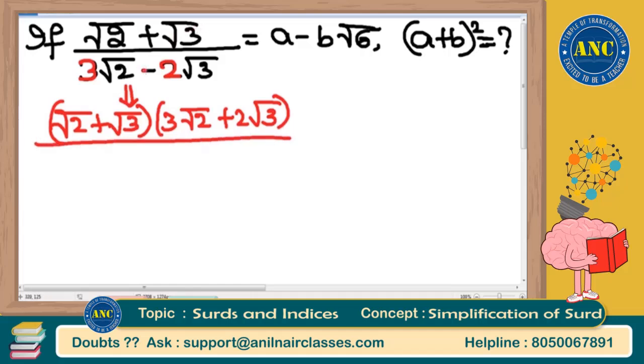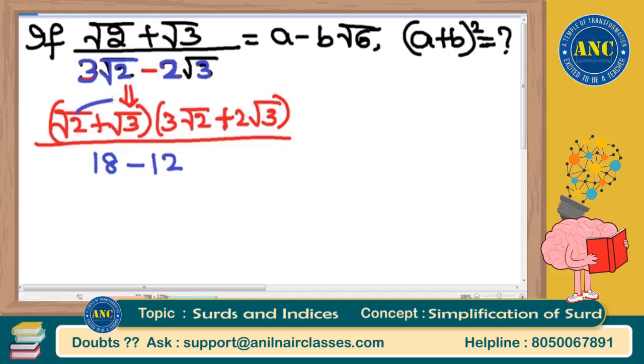3 root 2 minus 2 root 3 is there, and plus 2 root 3 you should multiply in the denominator. Directly apply a square minus b square. 3 square is 9. Root 2 whole square is nothing but 2. 9 into 2 is 18. Similarly here, 2 square is 4. Root 3 whole square is 3. 4 into 3 is 12. 18 minus 12 is 6. 6 should come in the denominator.